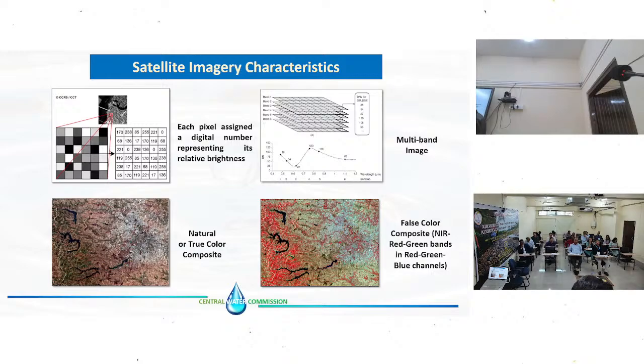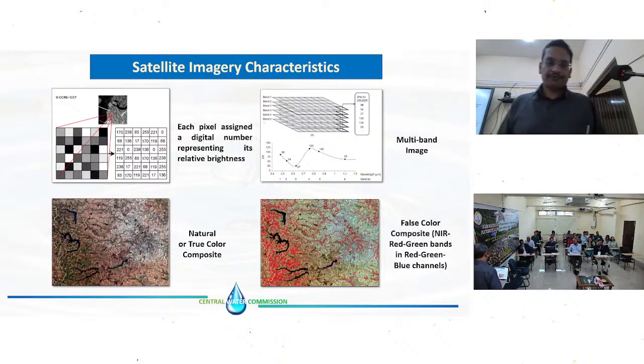Some agricultural portions are here. The city is here. So it is much clearer than that, right? So similarly, you can have many combinations for mapping of different features.